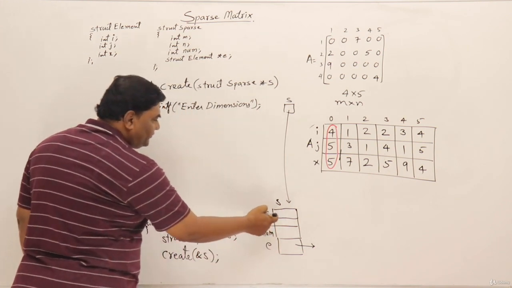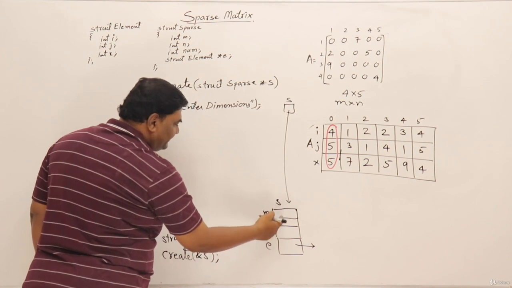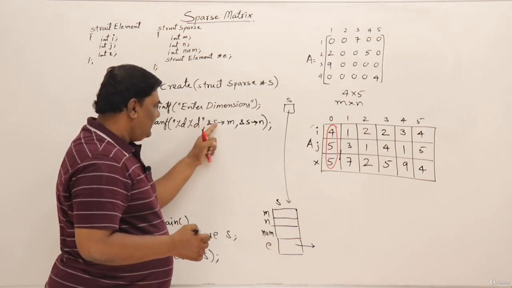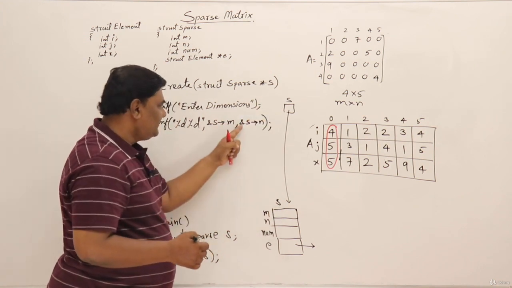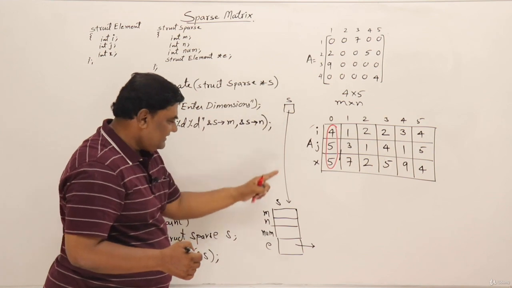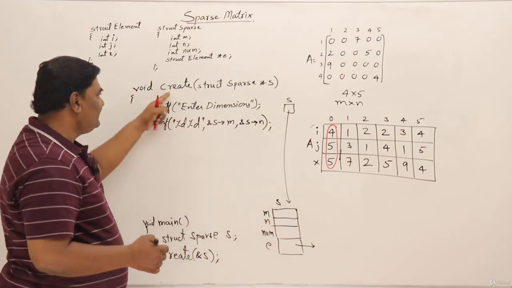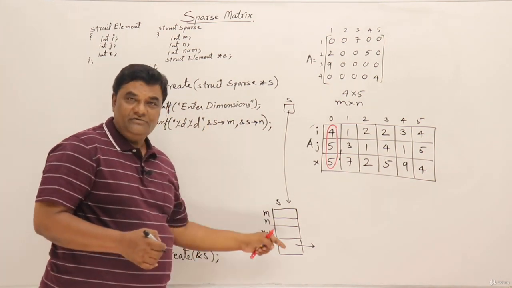These values I want to read, so I will be reading them through this S, and I will store the values here. See, I am reading two values: ampersand S arrow M, and ampersand S arrow N. This actually belongs to the main function, but it is being filled by this function. So both values M and N are stored.